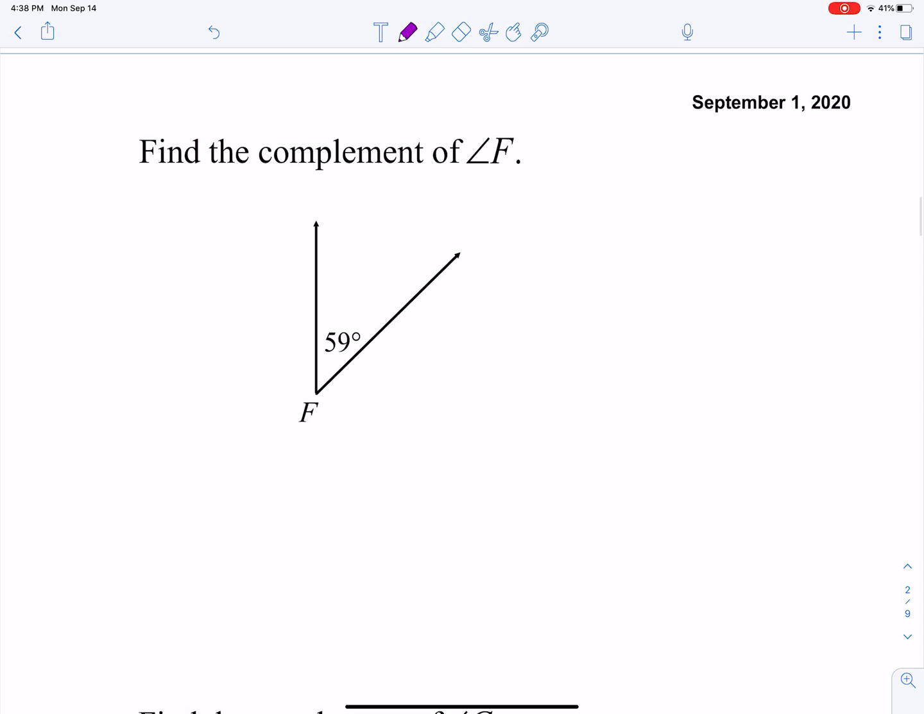Find the complement of angle F. We just take angle F, 59 degrees. We know it would have to add to something else to be 90. So I'm just going to take 90 and subtract 59. The complement of angle F would be a 31 degree angle.